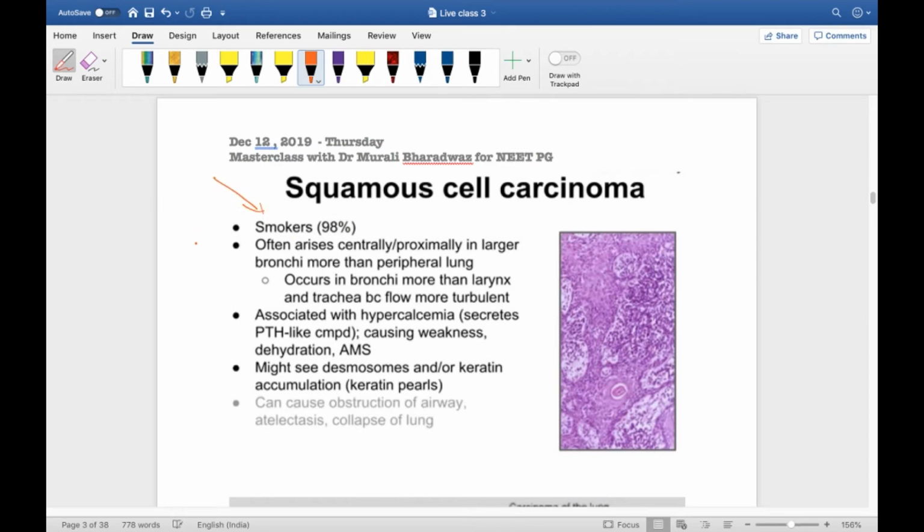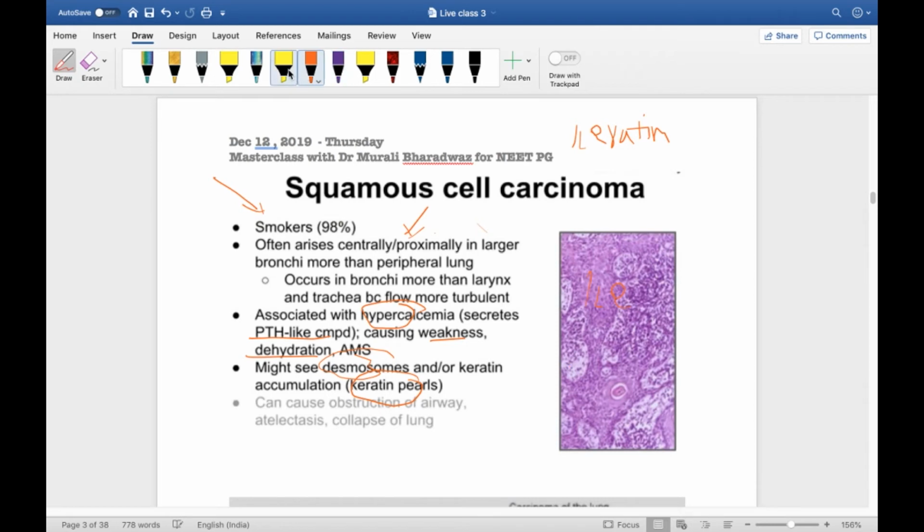Squamous cell carcinoma is common in smokers. It is central and causes hypercalcemia because it produces parathormone-like peptide. It causes weakness, dehydration, and you may see some desmosomes, keratin pearls. What are they? Keratin pearls are one of the important features that you will see. Keratin pearls. You are able to see here, no doctor?